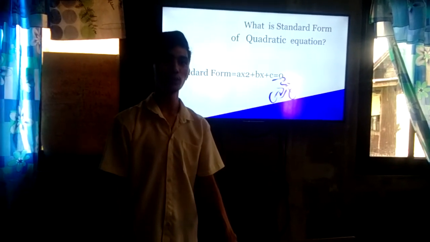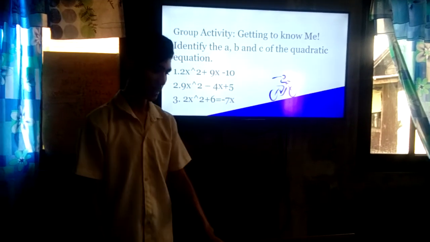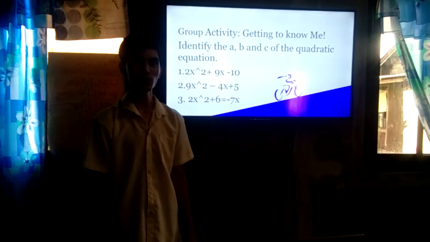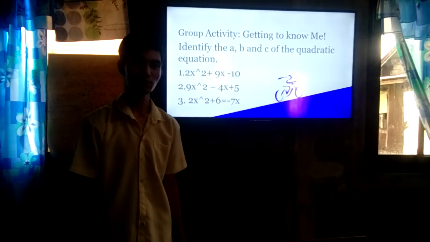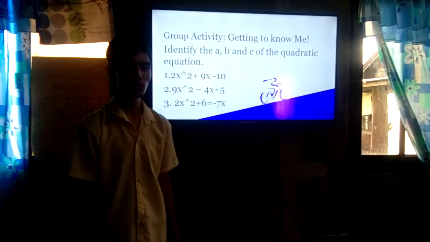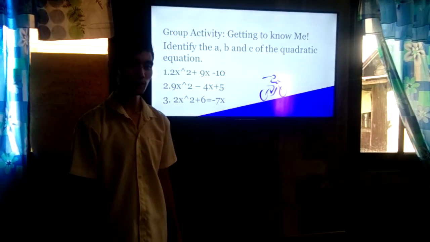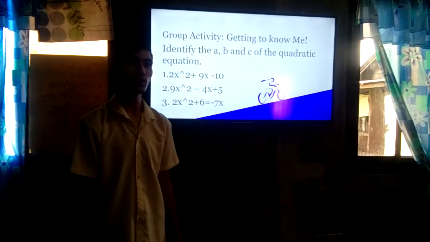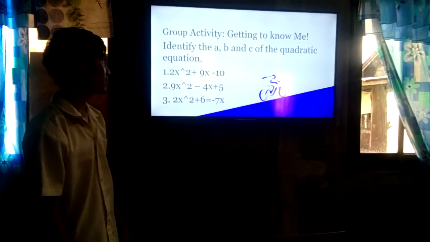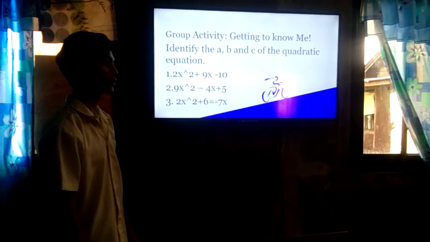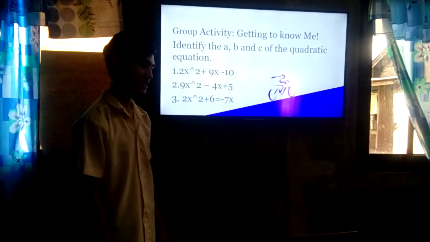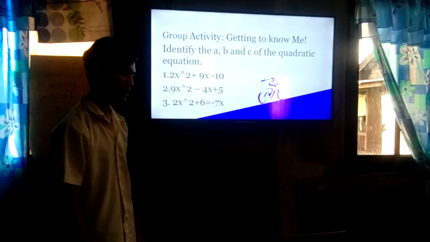We will have a group activity, the title, Getting to Know Me. I will group you into 5. Group 1 is the first row, group 2 is the second row, group 3 the third row, group 4 the fourth row, and group 5 the fifth row. Identify the a, b, and c of the quadratic equation. I will give you 15 minutes to answer this on one full sheet of paper.